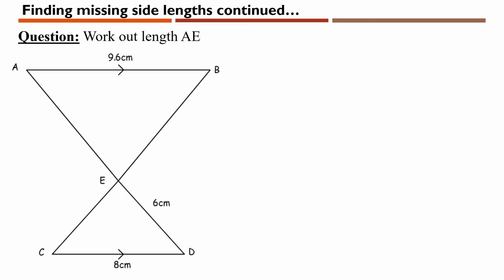So we're going to do another one. Again, this one doesn't look nice. Okay, this is like 2 triangles flipped over each other. So first thing we're going to do is label the side that we want. AE is there from A to E.